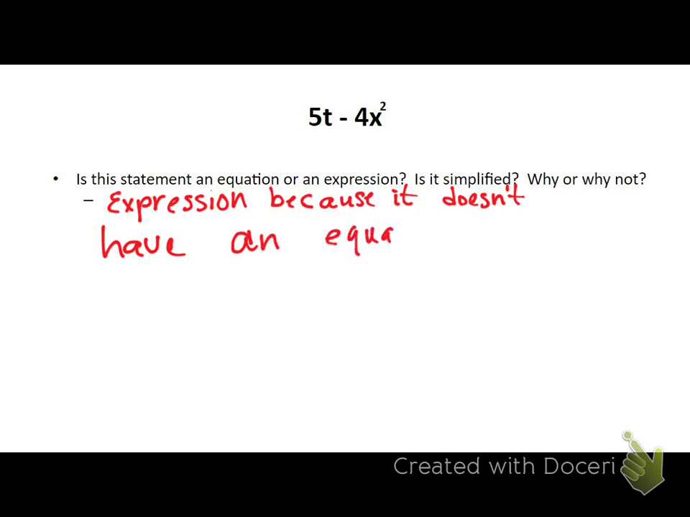Okay, the next question. Is it simplified? So is our expression simplified? No. How do you know that? Well, do I have any like terms to combine? No. So we know it's simplified because there are no like terms to combine.